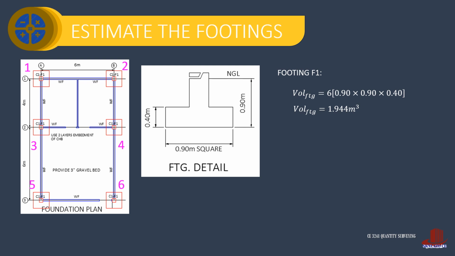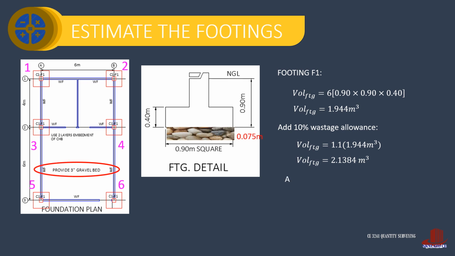cubic meters. Since the footing is poured directly on the soil, we use 10% wastage allowance. That makes 1.1 times 1.944, which then becomes 2.1384 cubic meters. All members touching the soil need a bed, and from the plan, it is shown that we should provide 3 inches of gravel. Estimate these two with 6 units of 0.9 by 0.9 with 0.075 or 3 inches, and this gives 0.3645 cubic meters.